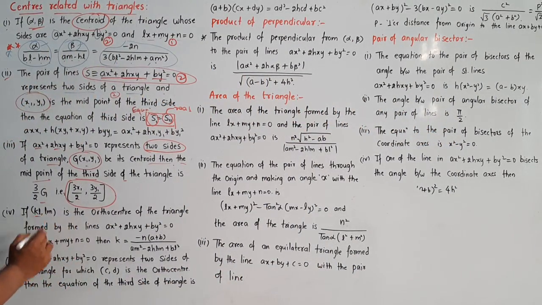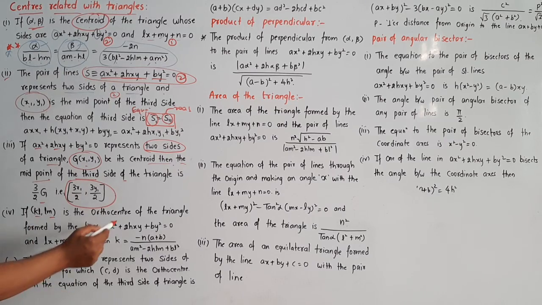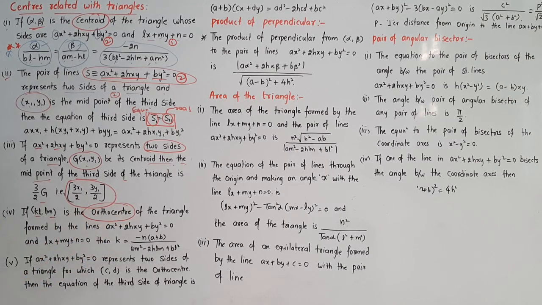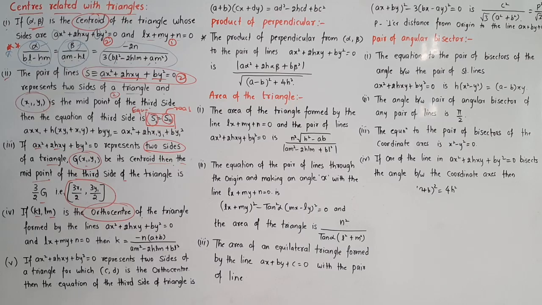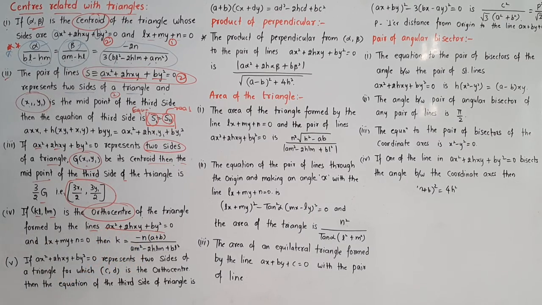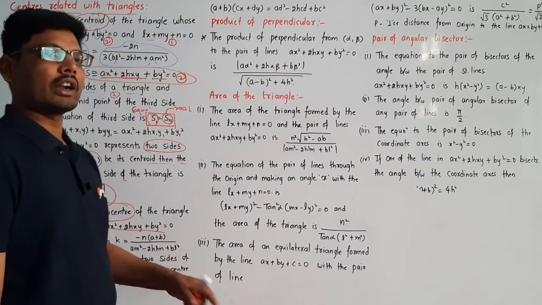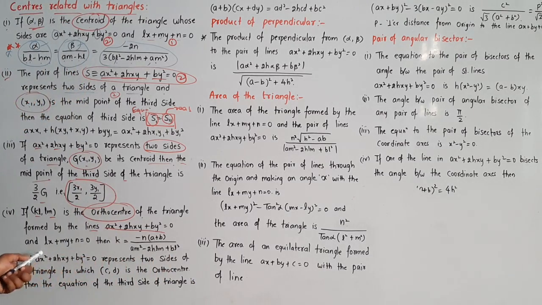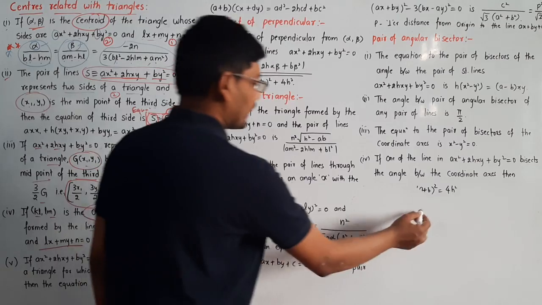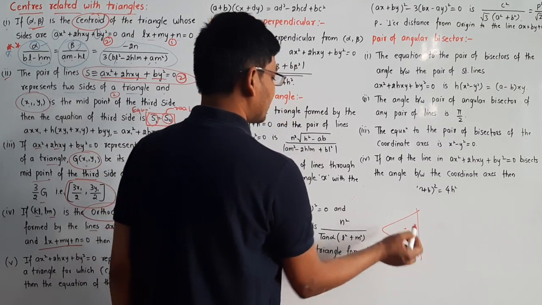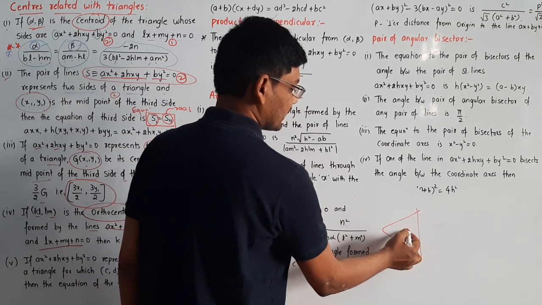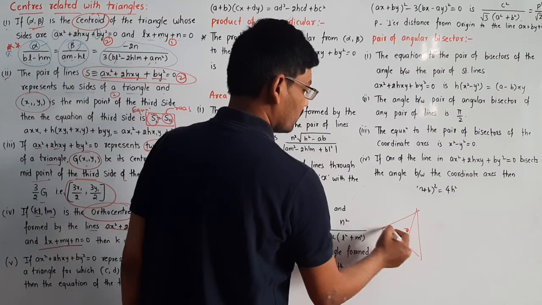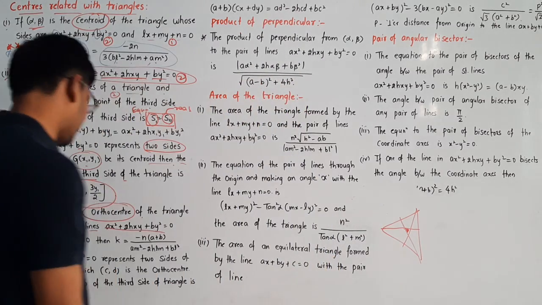Here, if (k, l, m) is the orthocenter of the triangle formed by the pair of lines ax square plus 2hxy plus by square is equal to 0 and the line lx plus my plus n is equal to 0. Here we have a pair of straight lines and a line. This is an orthocenter.